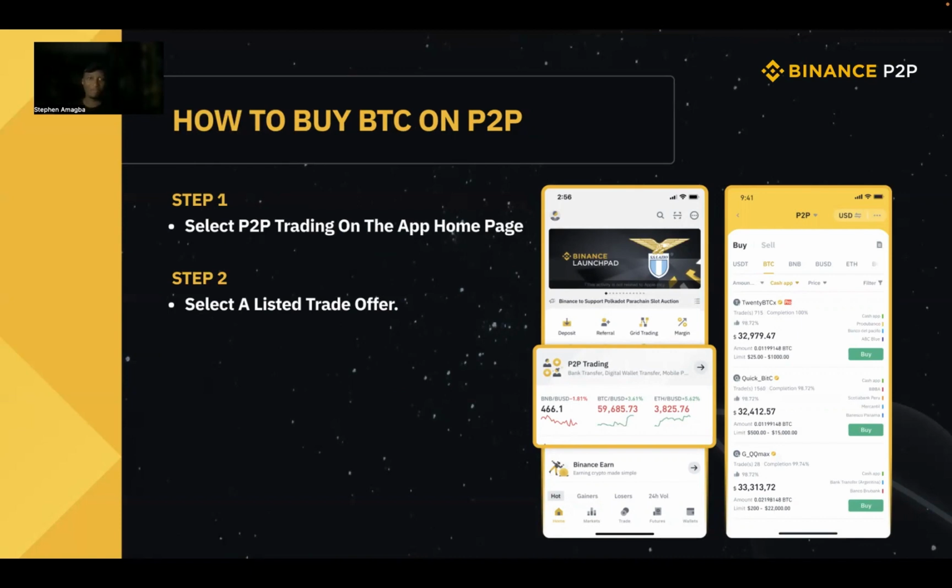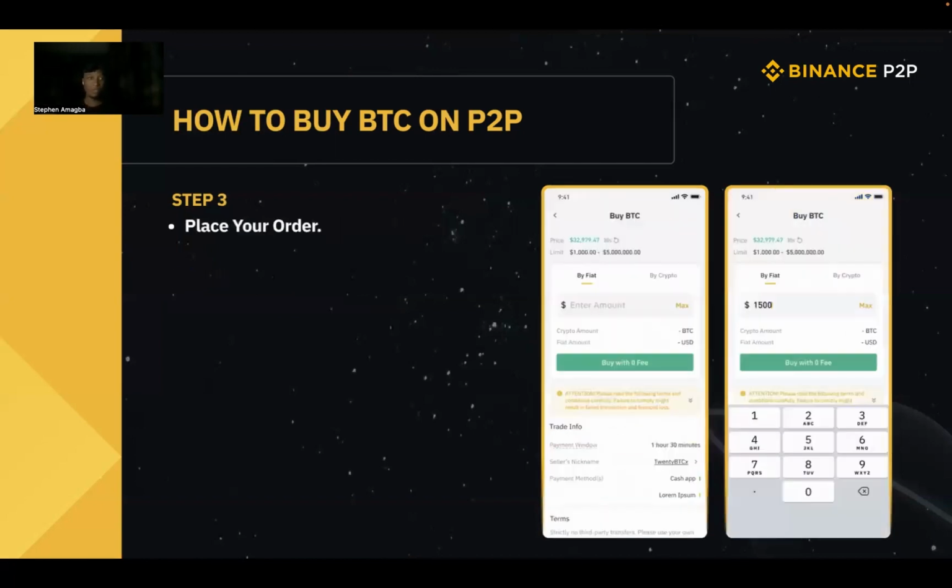Remember how I just taught you how to choose a seller and everything. So you go through the various ads and you choose your seller. Remember, I also showed you things you should check on this page: the payment window, how long it takes the merchant or the user to complete orders, and other things like the payment methods. You also input the amount you want to transact, and then you click buy with zero fee to place an order.